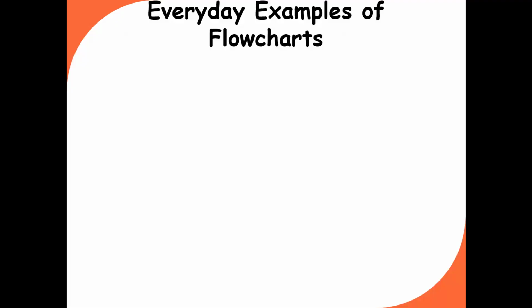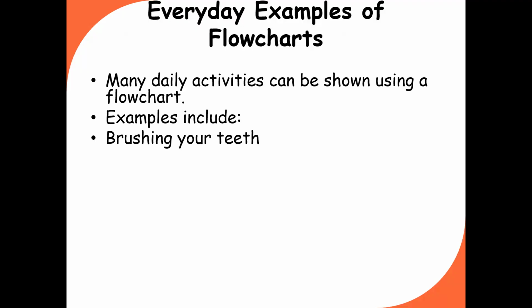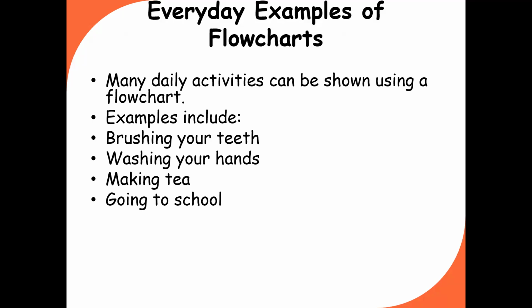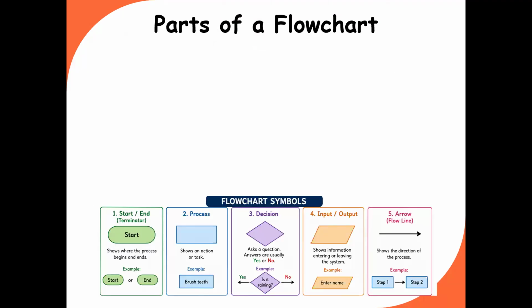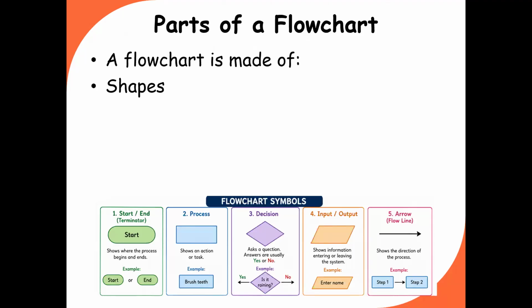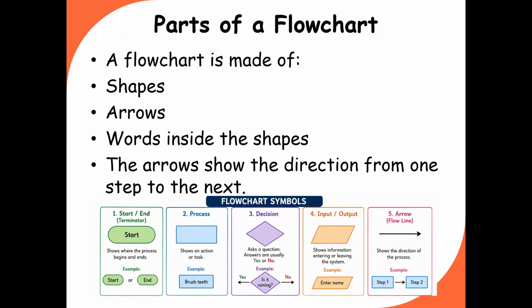Everyday examples of flowcharts: many daily activities can be shown using a flowchart. Examples include brushing our teeth, washing our hands, making tea, going to school, cooking noodles, charging a phone. Each activity follows a sequence of steps, like a flowchart. A flowchart is made up of shapes, arrows, and words inside the shapes. The arrow shows the direction from one step to another.